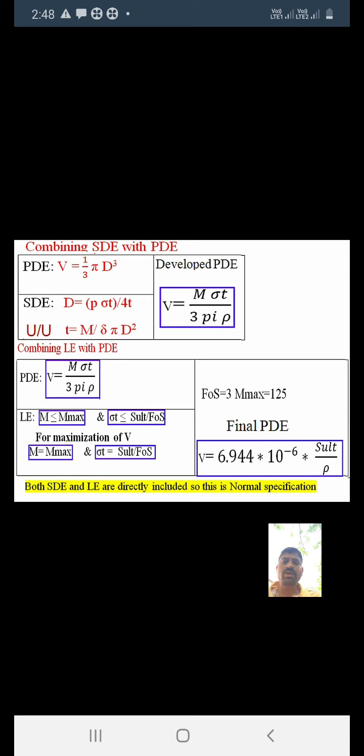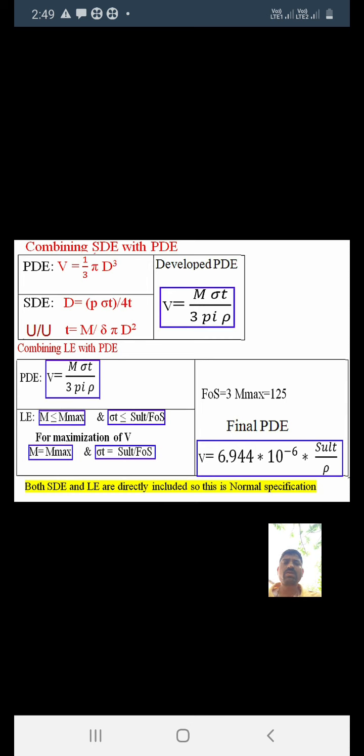How do we calculate these unspecified and unlimited parameters? This is the common parameter. T is equal to thickness, the unspecified and unlimited parameter. Thickness is equal to m divided by rho into pi d square. Then develop the PD equation.